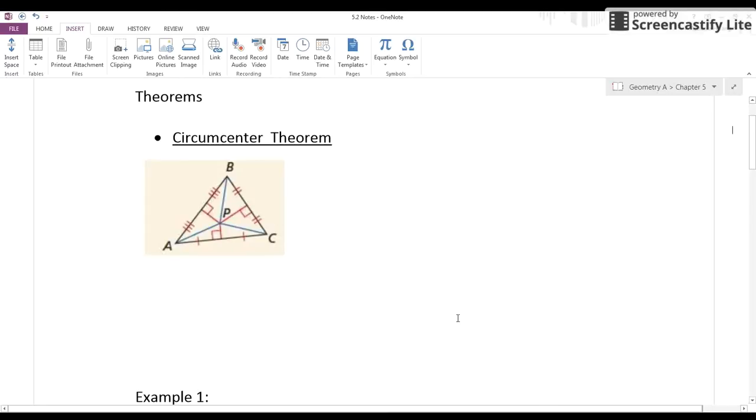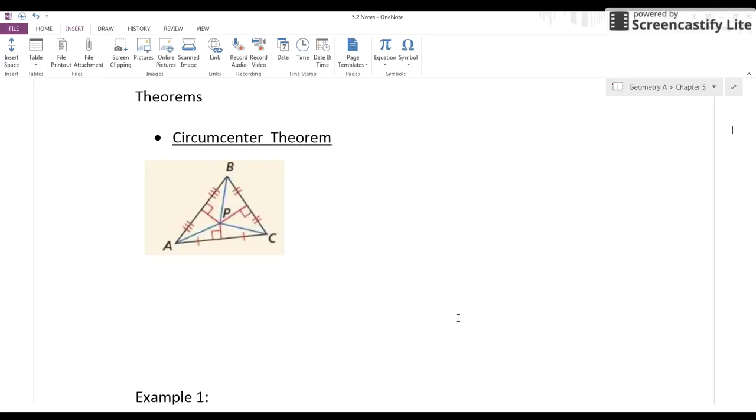Okay, so we are continuing the notes from 5.2 that we started in class. Remember, we did the Patty paper and we were constructing things and we found the circumcenter and the incenter. So what we're going to do now is look at theorems that involve circumcenter and incenter and help us deal with measurements and information about the triangles themselves.